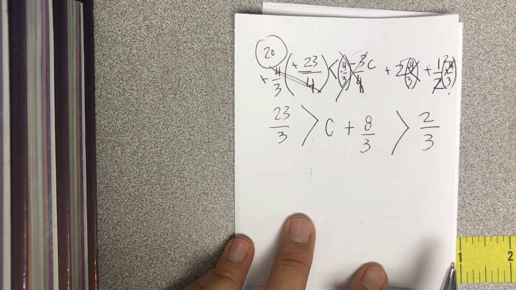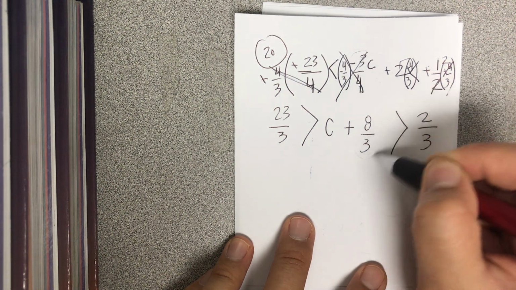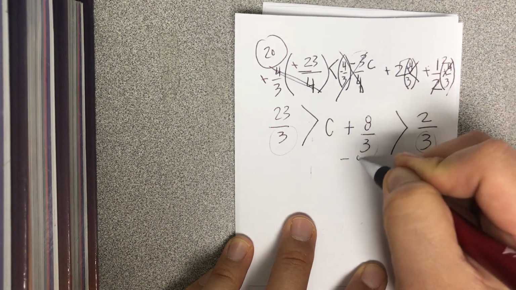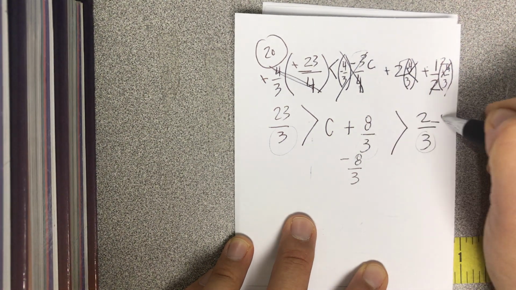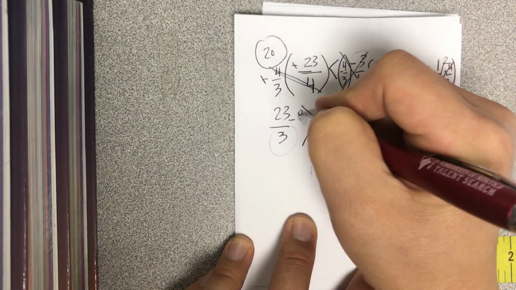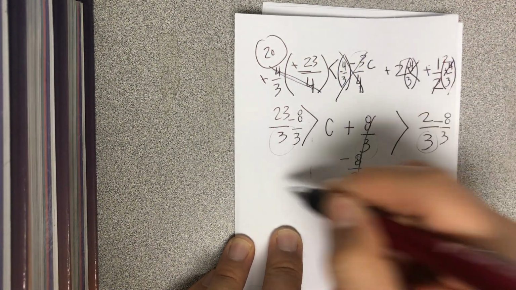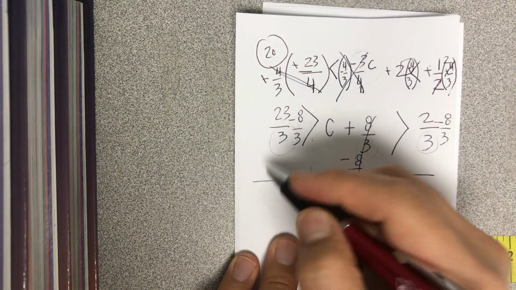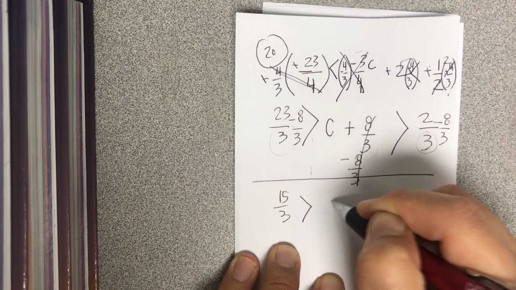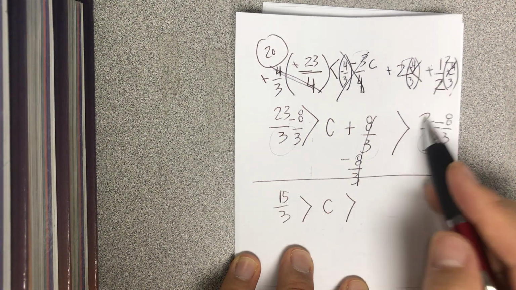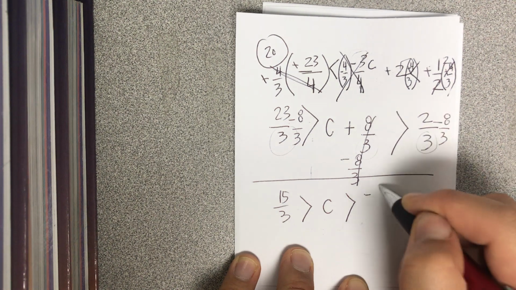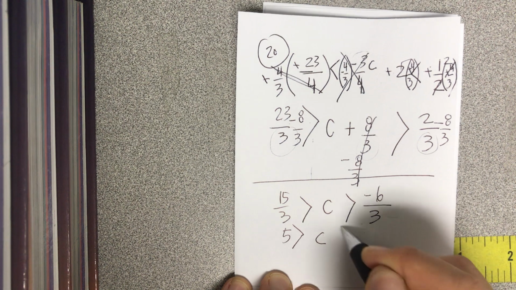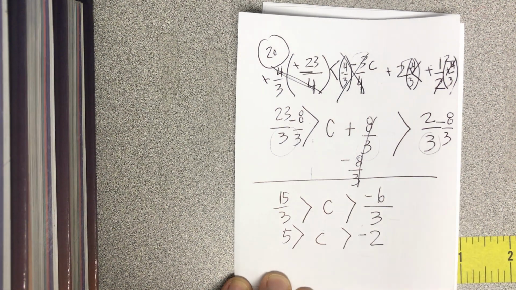Okay, so here, now it's fine because we have all the same common denominator. What you want to do is get this out of there, so you're going to minus 8 over 3, minus 8 over 3, minus 8 over 3. When you do that, that cancels out. What you end up having is 23 minus 8, which is 15 over 3. c is by itself. 2 minus 8 is negative 6 over 3. This reduces down to 5, and this reduces down to negative 2.